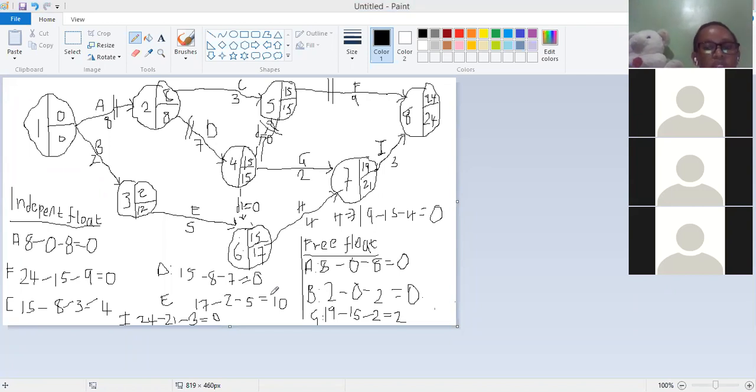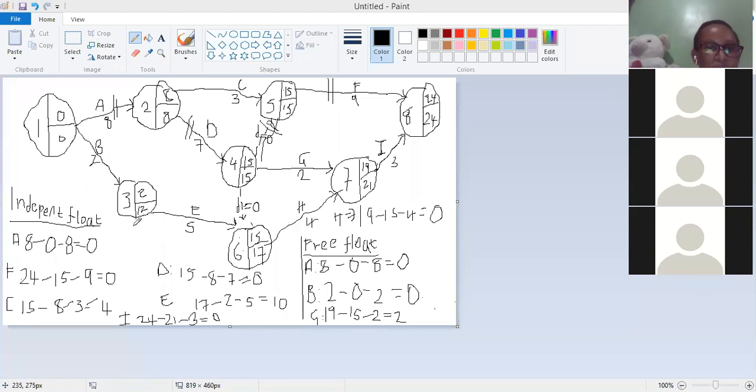So I've unmuted all of you. Class, understood on how to get the independent float? Yes. Good. If so, here I have an activity G. Can you see my G here? Yes, we can see activity G. I would want you to help me understand how to get its independent float. Activity G, how do we get the independent float of G here?